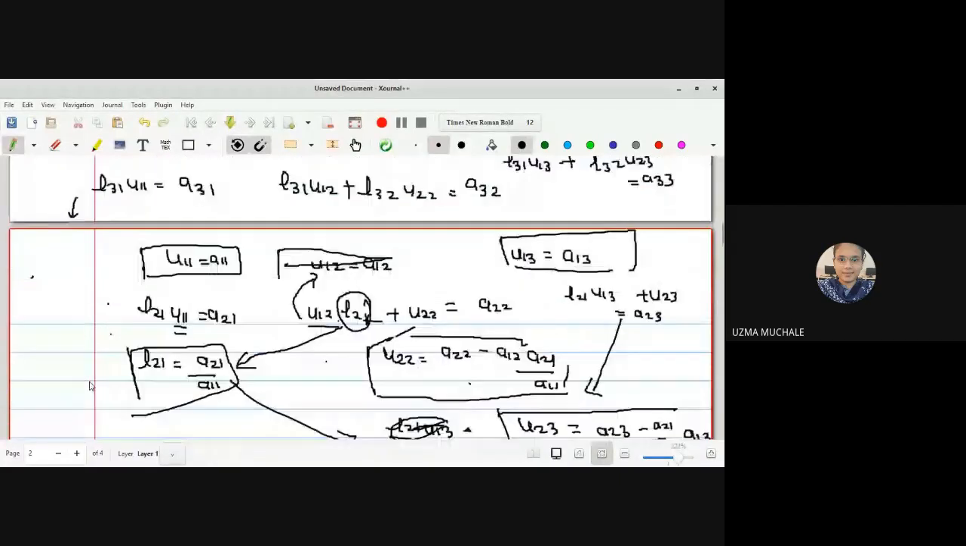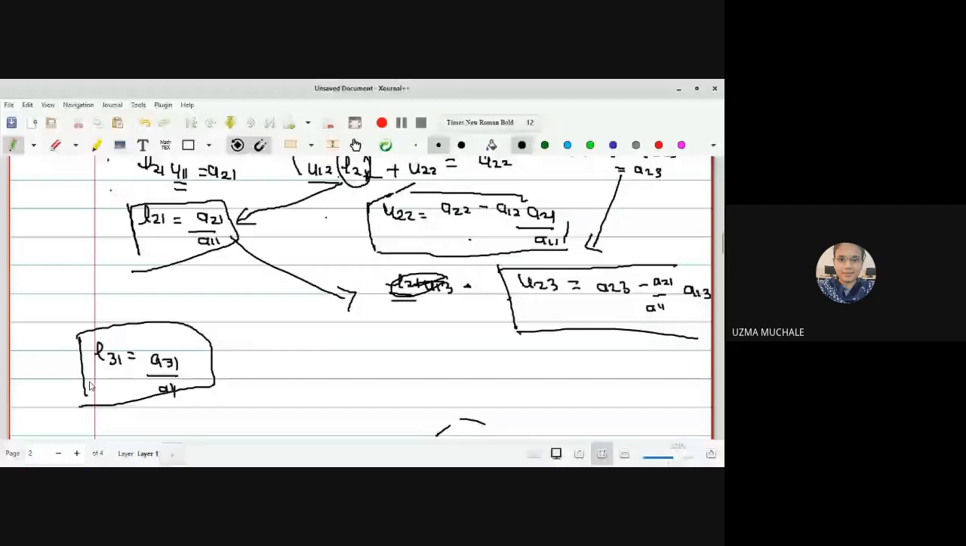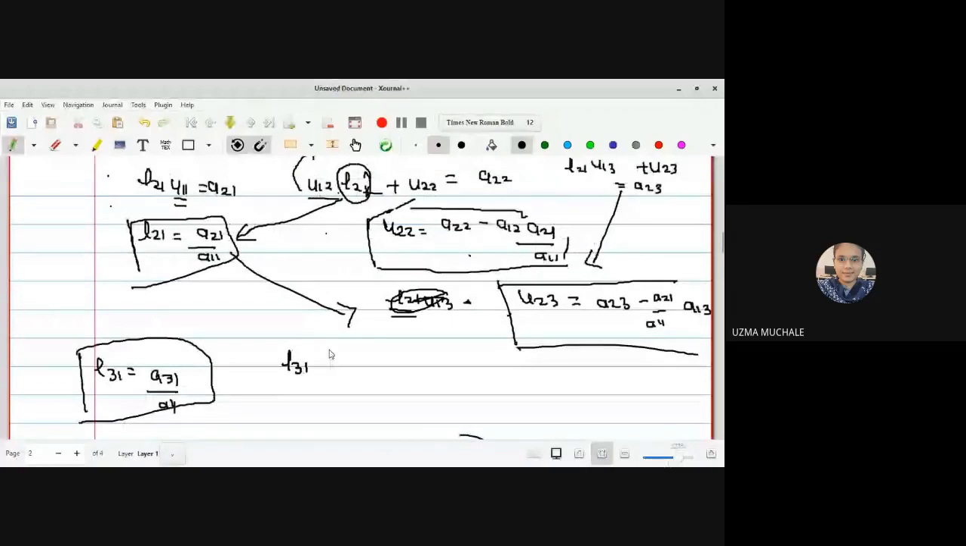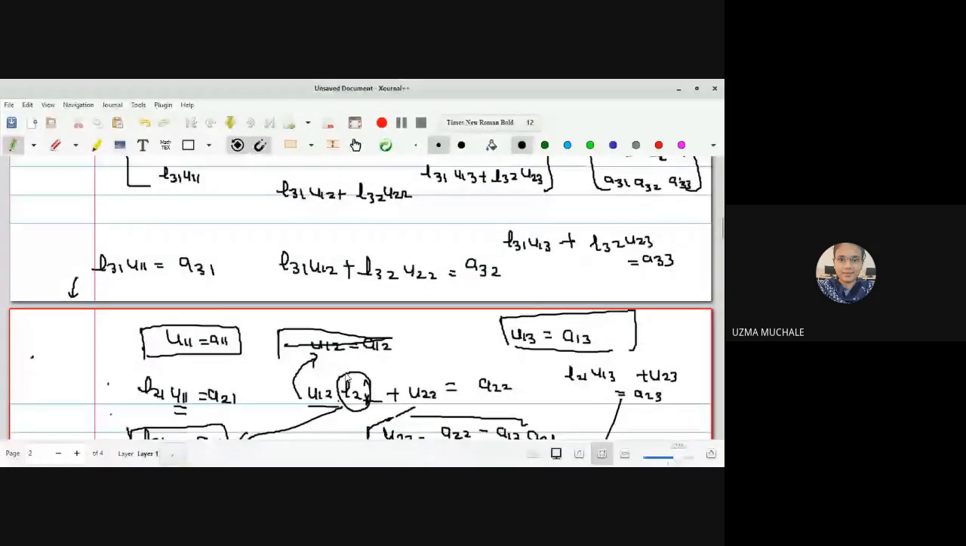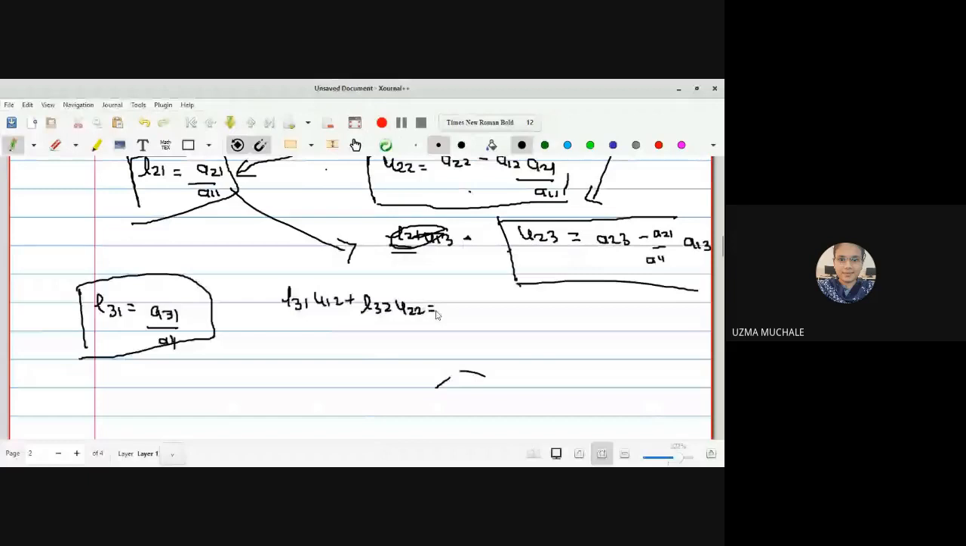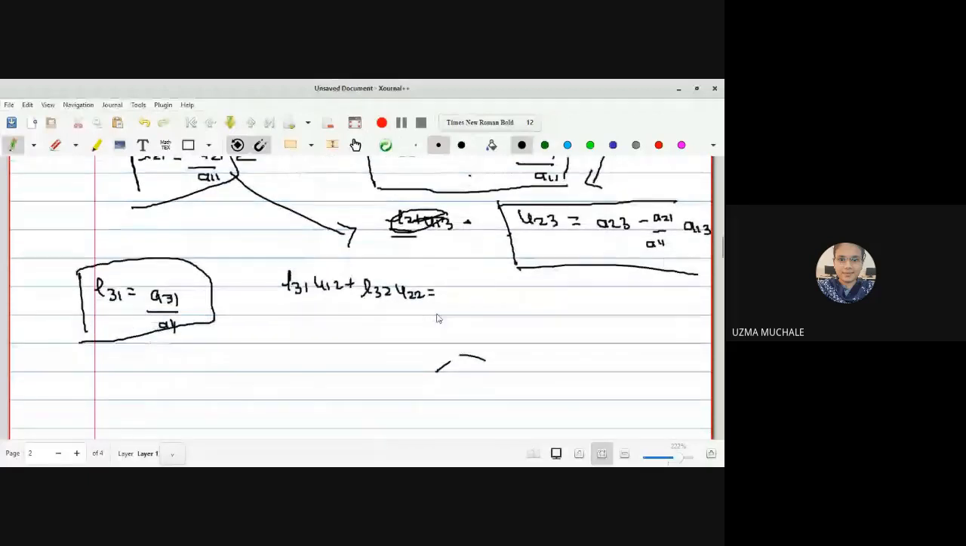Okay, let me write down the same equation. L31 U12 plus L32 U22 is equal to A32. Here we know L31. What is L31? A31 divided by A11. U12 is A12. So what remains to be found is L32. L32 into U22 is equal to A32 minus L31, which is A31 divided by A11, into U12.